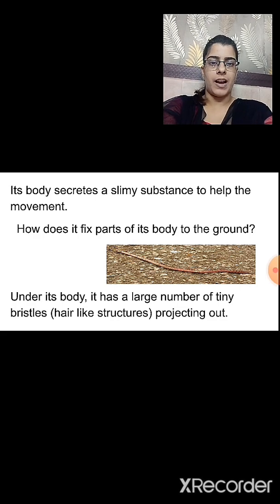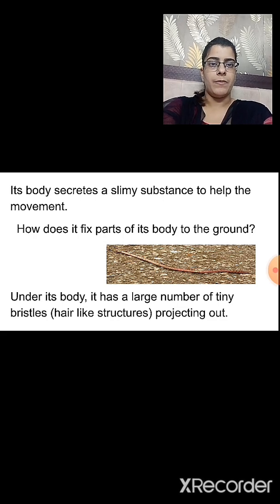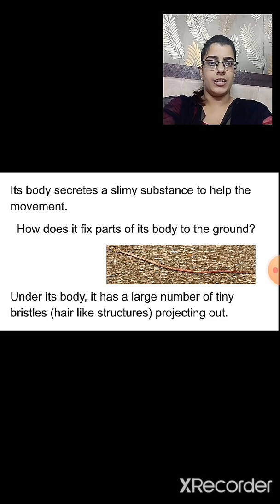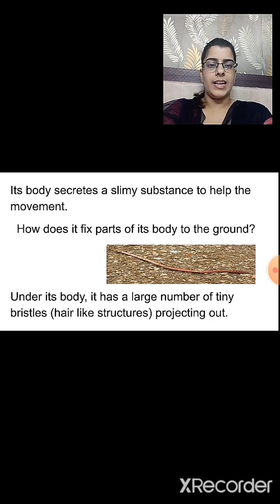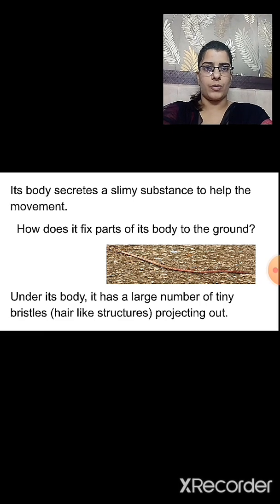How does it fix parts of its body to the ground? We have studied that while moving, when the front part of the earthworm is extended, the rear portion of the body remains fixed to the ground, or vice versa. How is it possible for the earthworm to fix its body part to the ground? Under its body, it has a large number of tiny bristles, that is, hair-like projections, projecting out of its body.